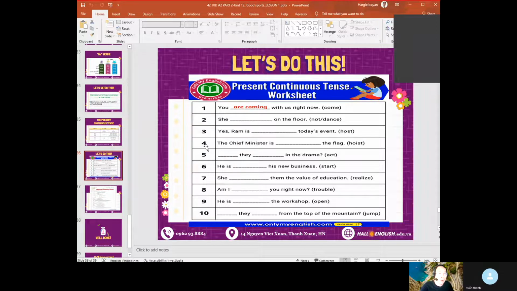Number 4: The chief minister is hoisting the flag. Very good. So what are we going to do to form the ing form of the verb from the word hoist? It becomes hoisting. Okay? So the chief minister is hoisting the flag. Can you say it again, V? Hoisting.